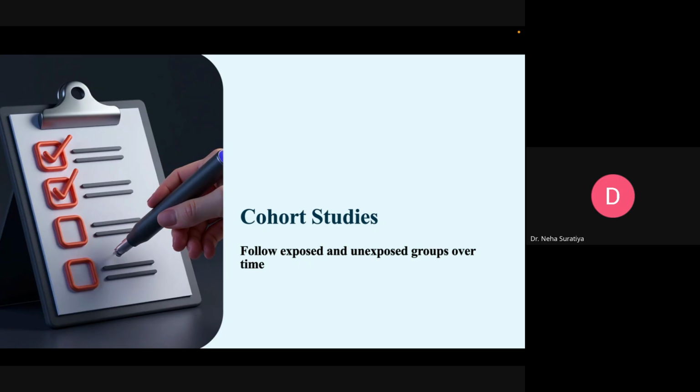The limitation is that it is time consuming because you require follow up, maybe years of follow up, right? Expensive, large sample sizes are often needed in this particular case, so the costs will be higher. And loss to follow up: participants may withdraw or become unreachable at some time, so this can affect the results.